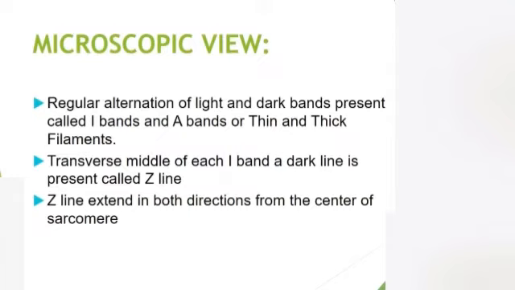So students, let's conclude the microscopic view of the myofibril. It shows a regular alternation of light and dark bands called the I band and A band, or you may also call them thin band or thick filaments. In the transverse middle of each I band, a dark line is present called the Z line, and the Z line extends in both directions from the center of the sarcomere.